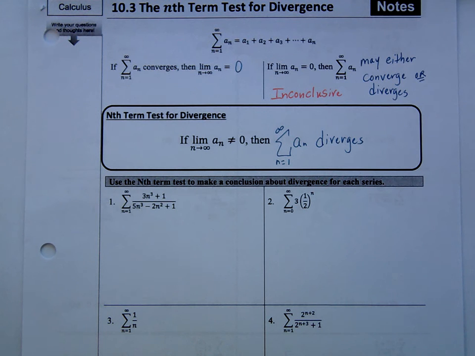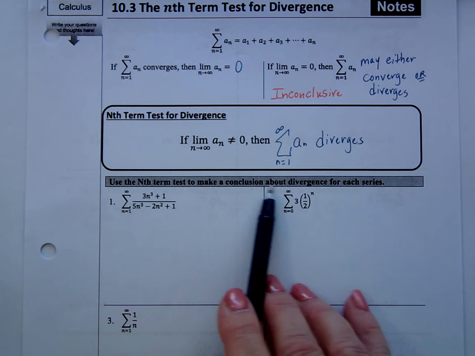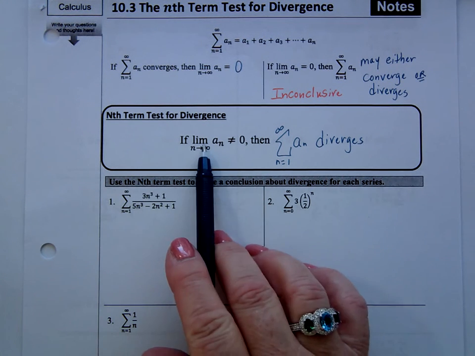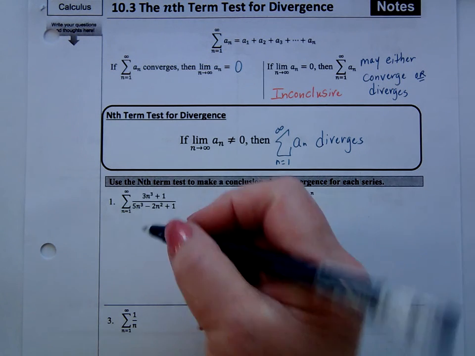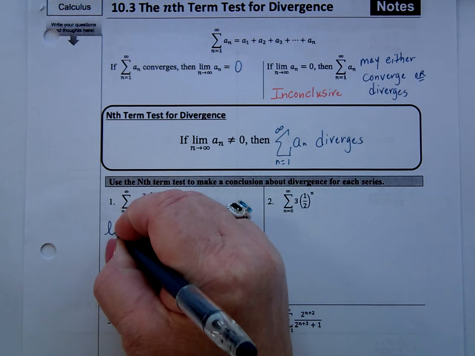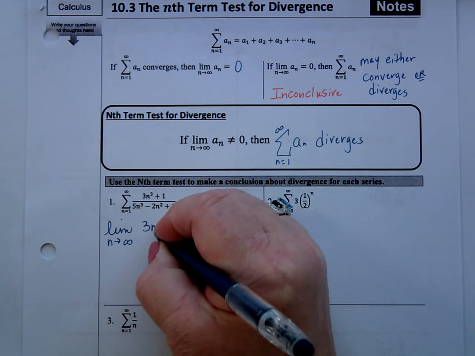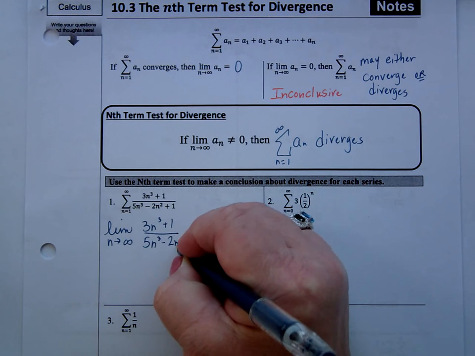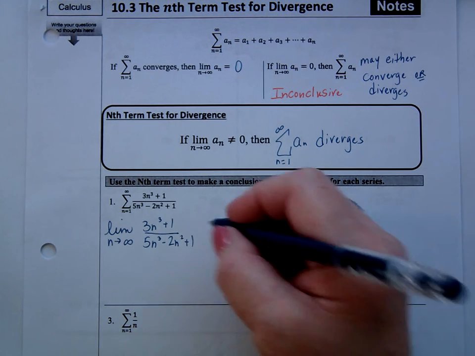All right, so here's the examples. Use the nth term test to make a conclusion about divergence for each series. In other words, does it converge or diverge? But they want me to specifically use the nth term test. Well, the nth term test says take the limit as n approaches infinity for your sum equation. So the limit as n approaches infinity of 3n cubed plus 1 over 5n cubed minus 2n squared plus 1. This one's a whole lot of a horizontal asymptote type of thing, right?